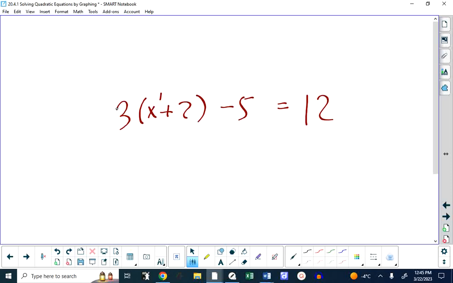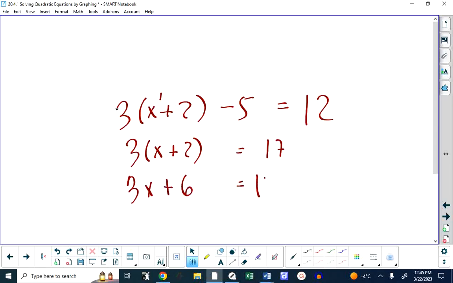I would add 5 to both sides and get 3 times x plus 2 equals 17. You could multiply this out. Most of you were probably taught to do that. There's other ways that you could find x from this middle line, but you could multiply it out. Then you would subtract 6 and get 3x equals 11. And then when you divide both sides by 3, you get x is equal to 11 over 3. Unless I've made some kind of careless mistake, which I'd like you to just double check, that's what I get.